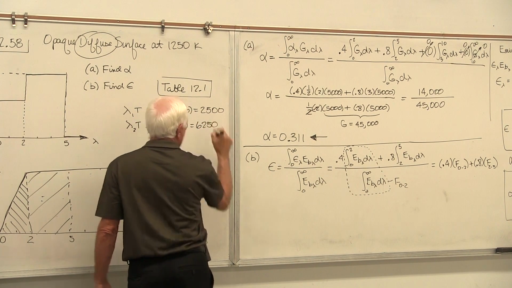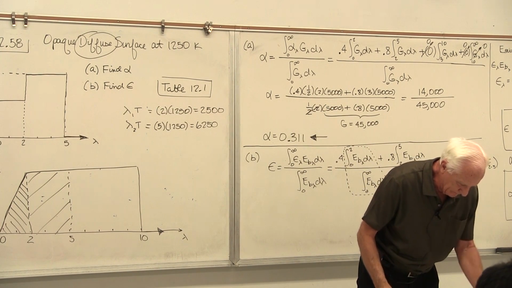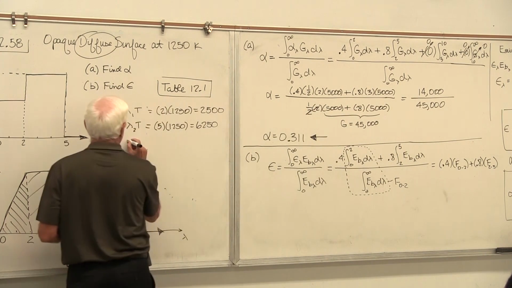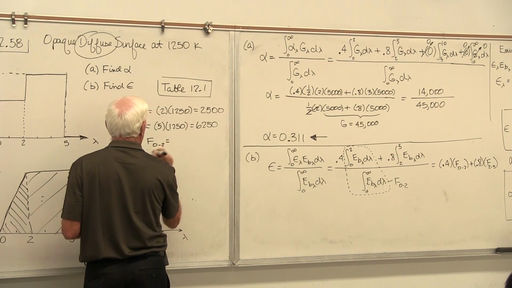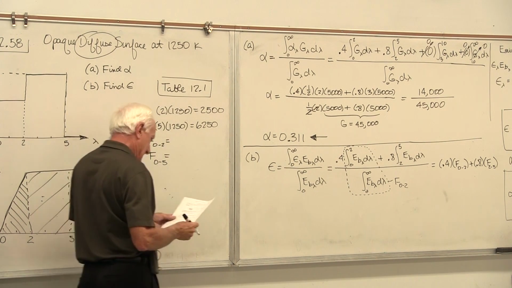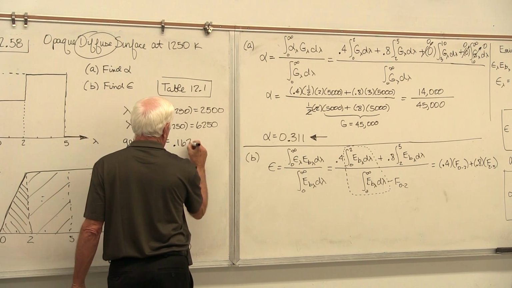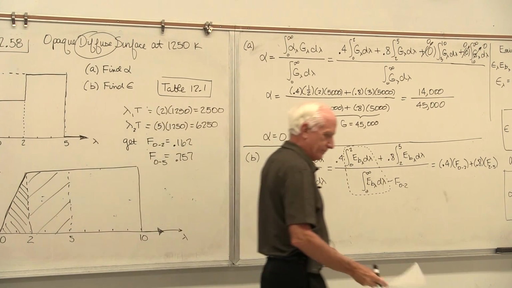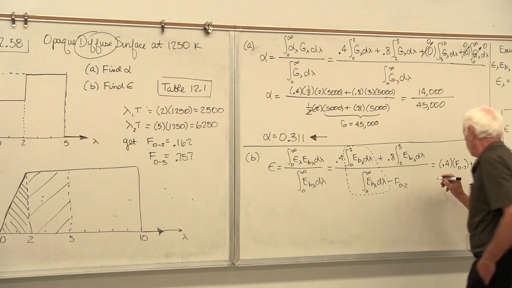$62.50. Okay, we go to table 12.1, and we get F0 to 2, and we get F0 to 5. 162, 757. Okay, there they are. Go back over here, do what it says.